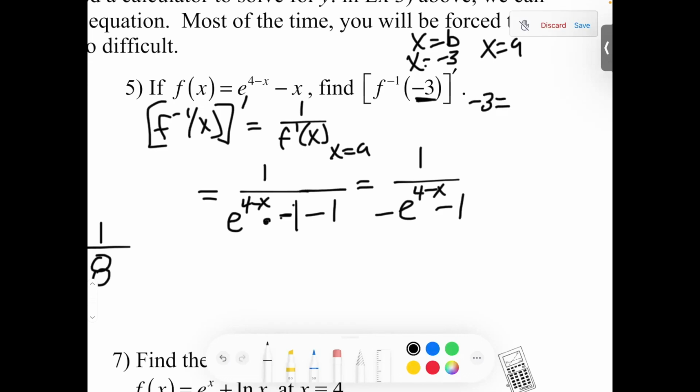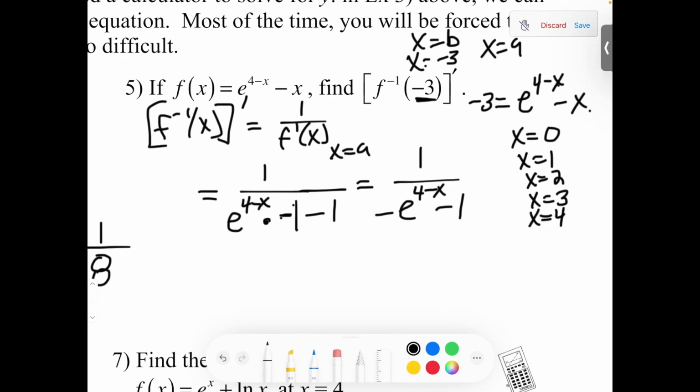So we're going to set -3 equal to our equation, e to the 4 minus x minus x. And again, we can solve this by inspection. Sometimes we just want to look at it and start trying some positive or negative numbers. If we try 0, we get e to the 4, and that doesn't work. If we try 1, we get e to the third power minus 1, that doesn't work. If we try 2, we get e to the 4 minus 2, which is e squared minus 2, that doesn't work. If we try 3, we get e to the 4 minus 3, which is e to the first minus 3, which is not -3.